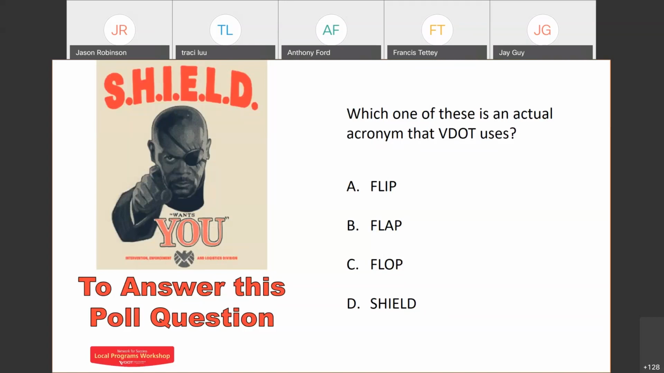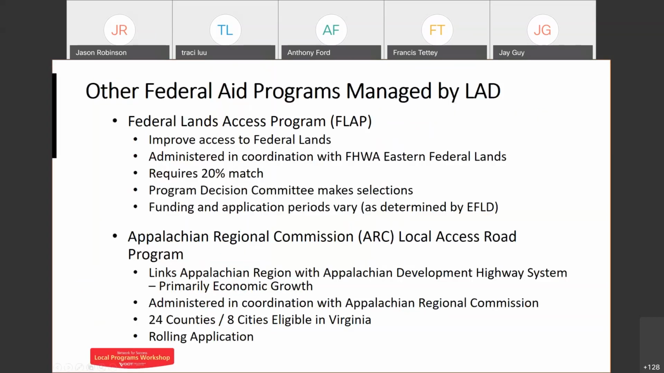So Jay, if you go to the next slide, we'll talk about the FLAP program a little bit for a moment here. FLAP stands for Federal Land Access Program. Again, this is to improve access to federal lands. I know in our district, I've been here, I guess now about 12 years, we have had a few of these FLAP projects, probably more so recently than we did initially. And again, this program does require 20% match, and it is administered in coordination with the FHWA Eastern Federal Lands.